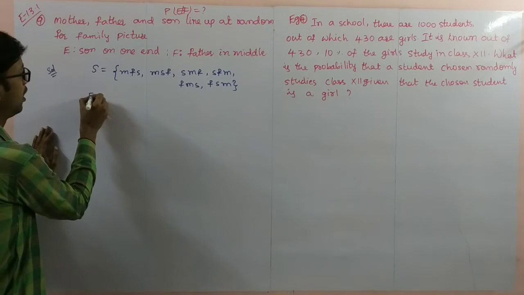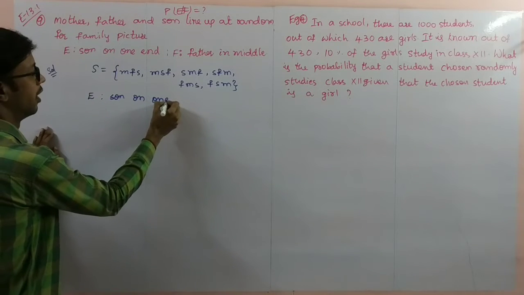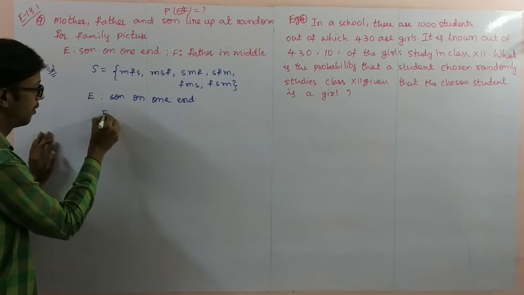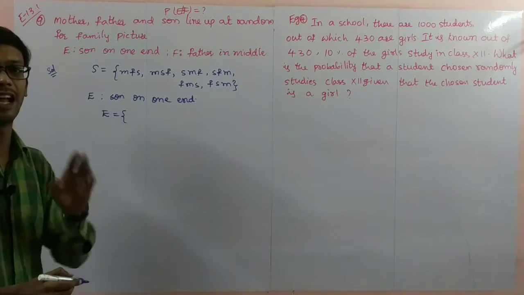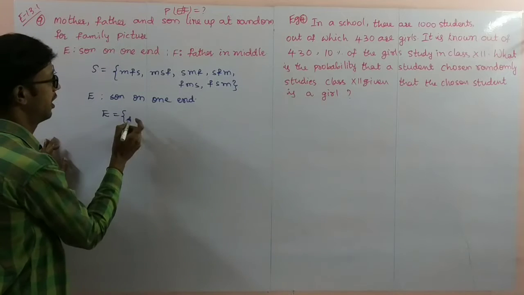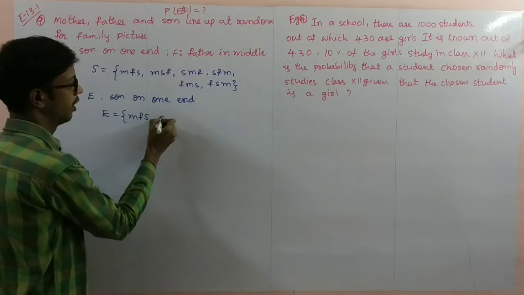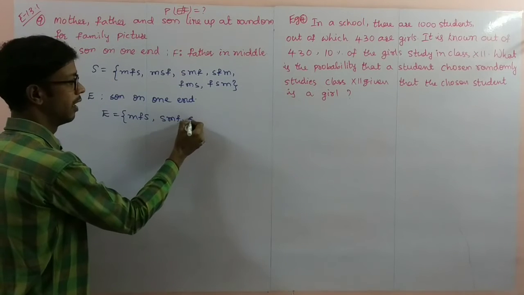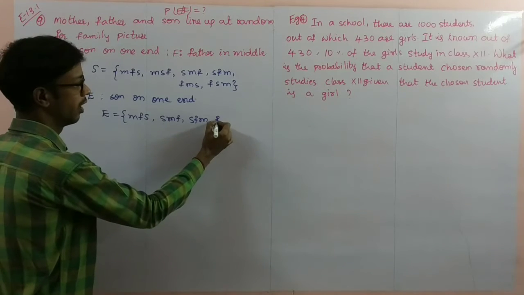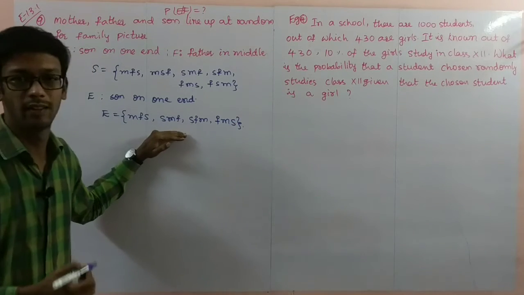Given E is equal to son on one end. So I'll write the elements in E. Son is on one end side, either first end or last end. So here we can take M, S, F; this one not; this one also we can take S, F, M; S, F, M. Next one here also we can take F, M, S. So these are where one end is son.